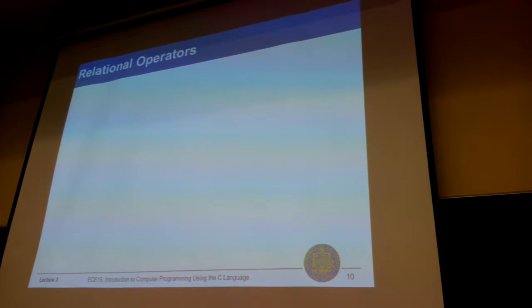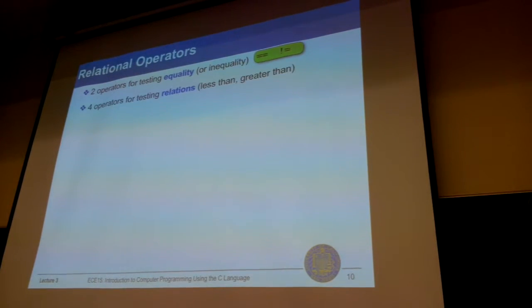Right. So let's talk a little bit about relational operators. So these are operators for testing equality, for example. So there are 2 operators that allow you to do that. So equals equals will return true if both variables or expressions on either side of the equals equals are equal. The second one is not equal, so it'll only return true if the 2 expressions are different. And then there are 4 operators for testing relations, such as less than and greater than.